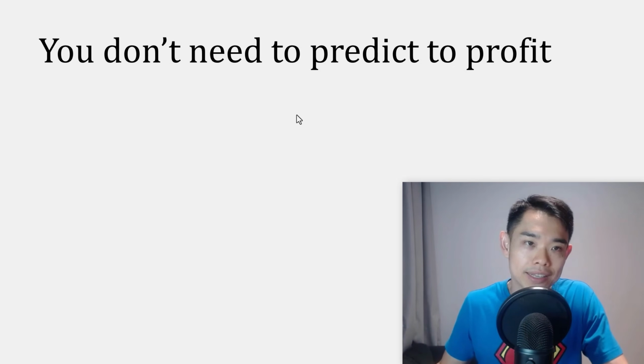Next up, you don't need to predict what the markets will do in order to be a profitable trader. I know that sounds kind of weird, right? But Rayner, don't I need to predict what the markets will do in order to make a profit? No, not quite. And in fact, I'd like to share with you an example. I'm a fan of sharing examples to break down concepts so you understand the logic behind it. So here's another example.